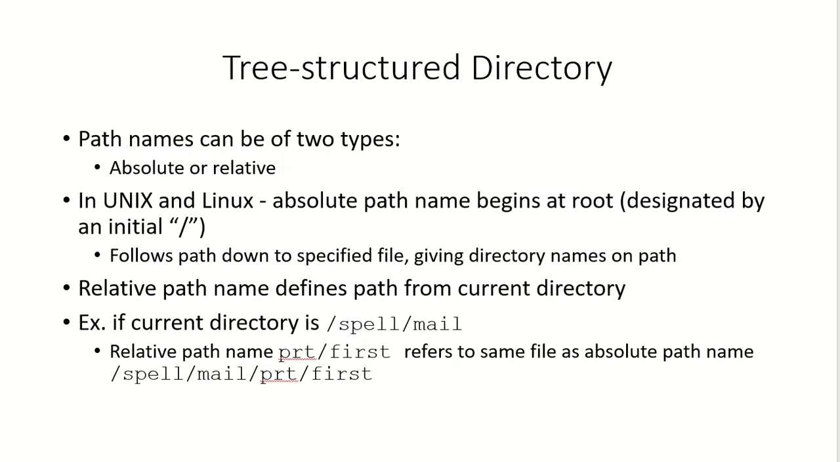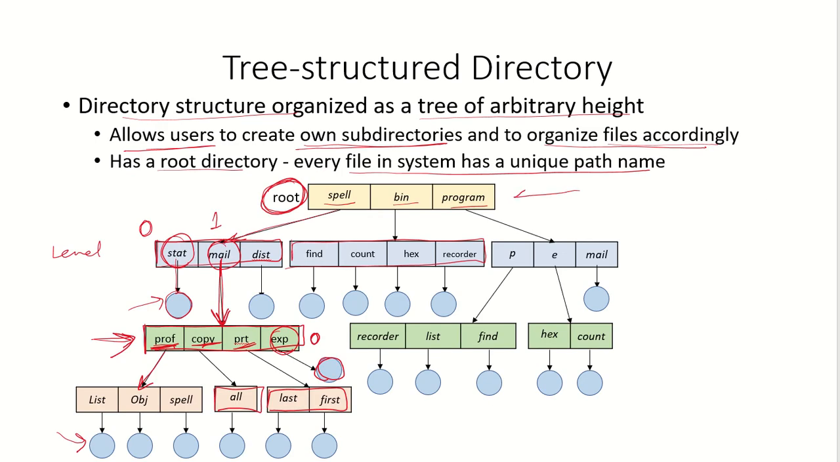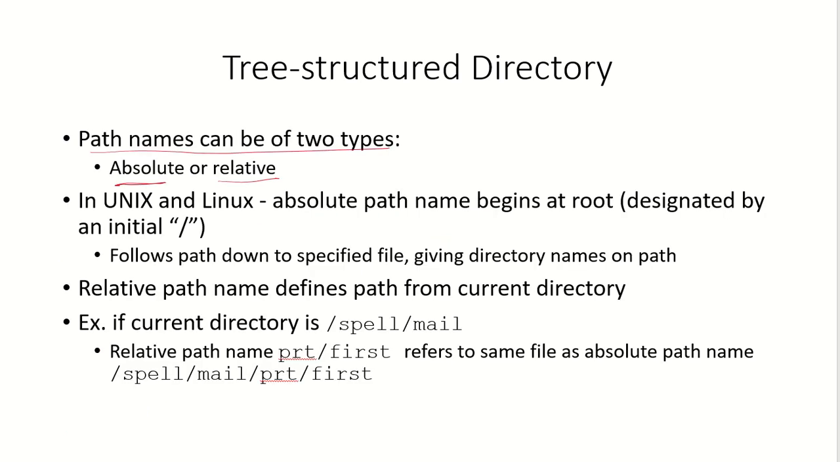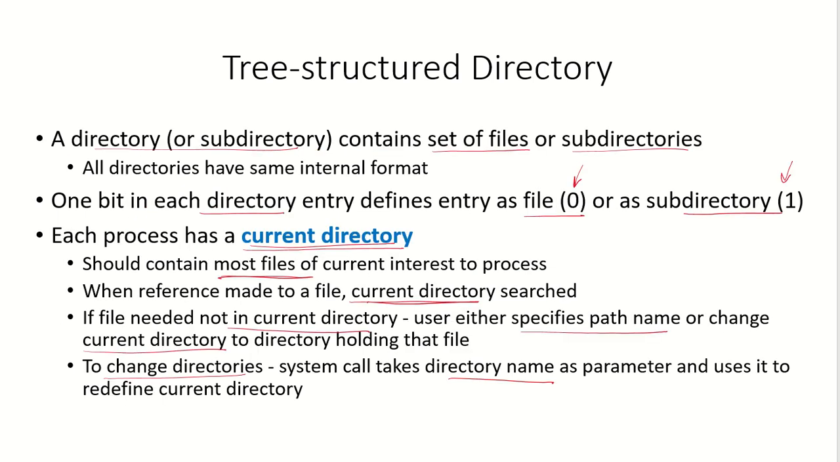In the tree structure directory, path names can be of two types, absolute or relative. In Unix and Linux, an absolute path name begins at root. So this starting level of directory is the root directory, and it begins with the initial forward slash like this, and it follows the path down to the specified file, giving the directory names on the path.